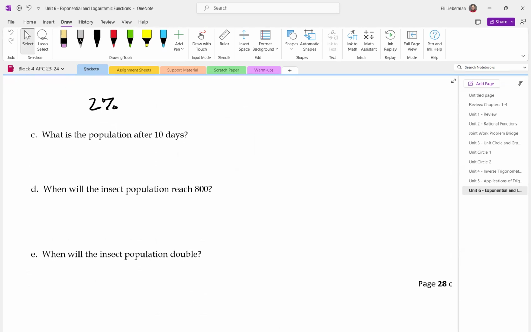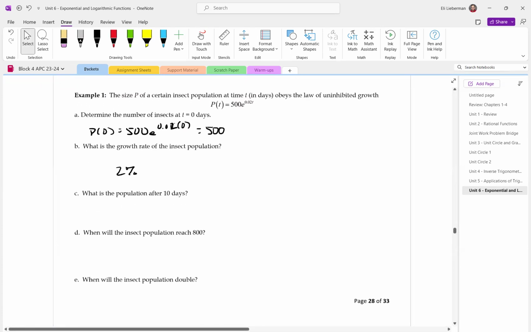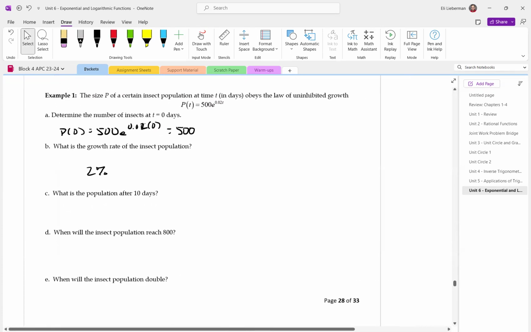What's the population? Should we round up or always round down? I don't know if it's 0.98. 0.6? Yeah. But this is an insect population. You have half an insect.